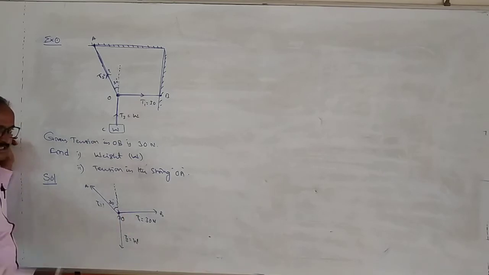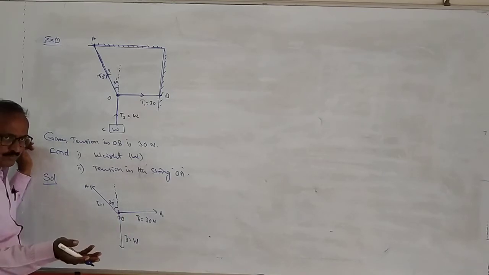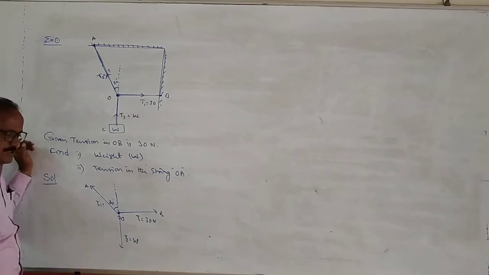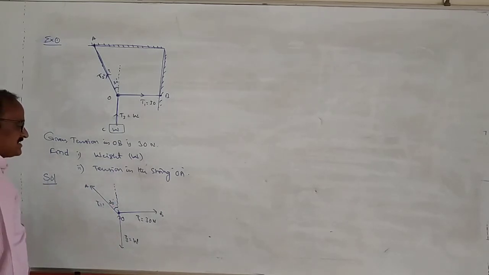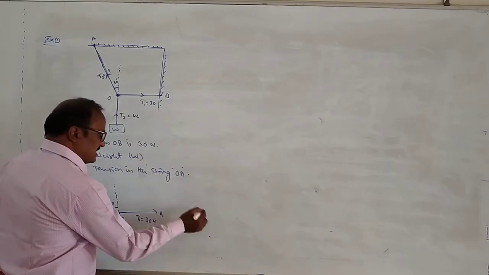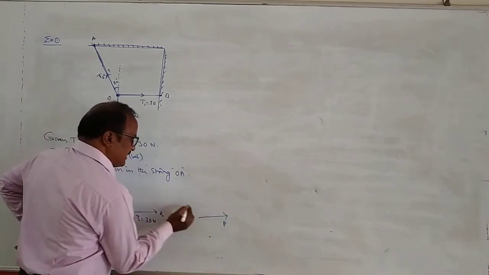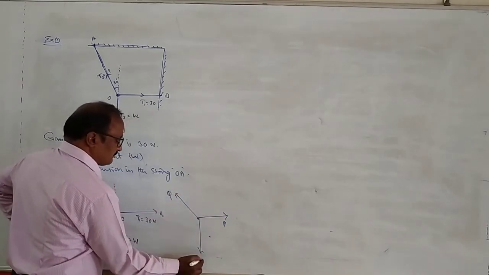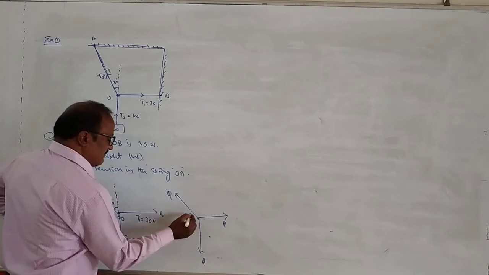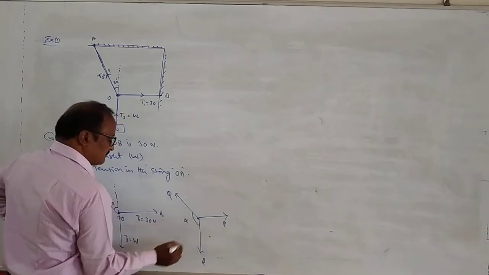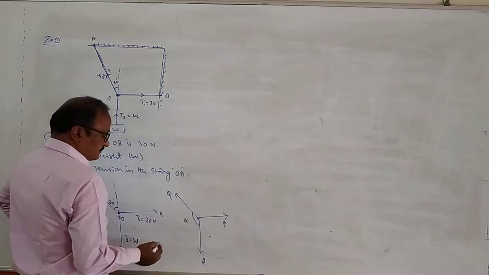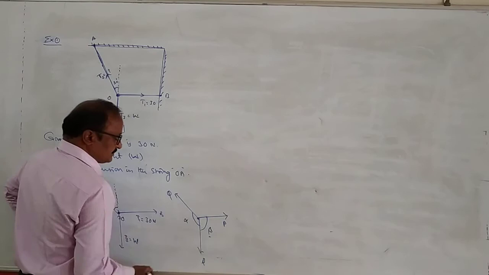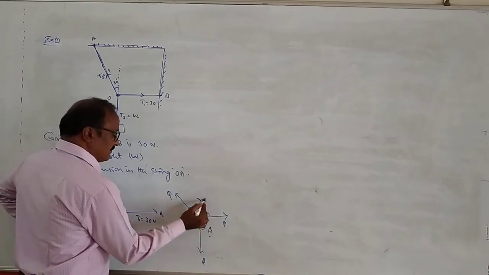Method 1, using Lami's theorem. Method 2, by dividing the vector into its components. First, Lami's theorem. According to Lami's theorem, there are three forces P, Q, and R. Opposite to P, the angle between Q and R is alpha. Between P and R is beta. Between P and Q is gamma.